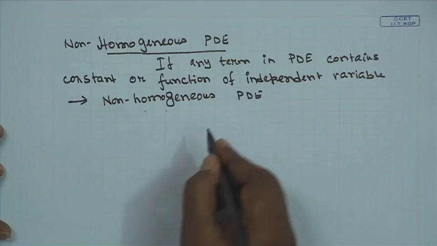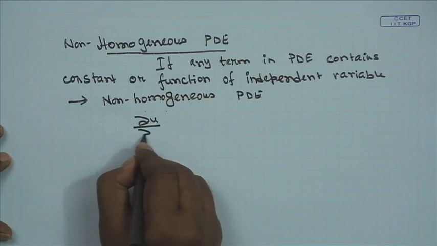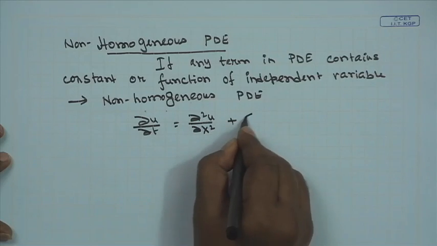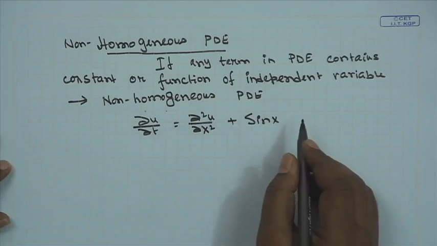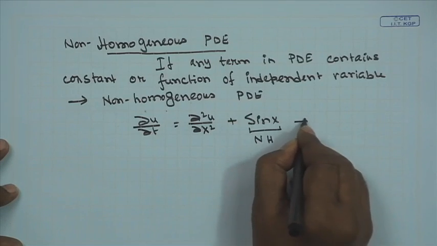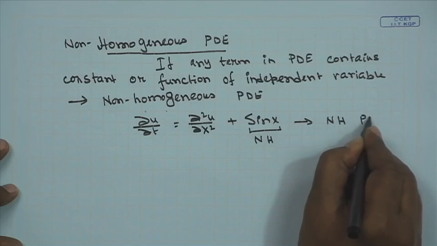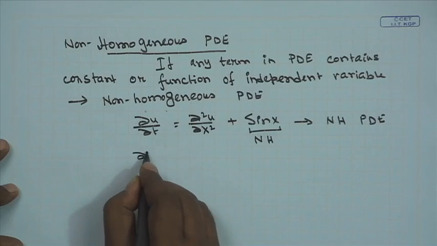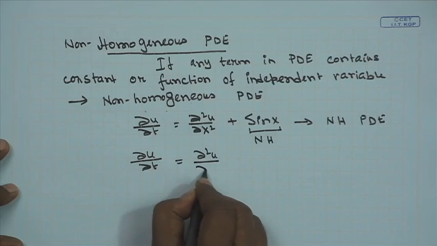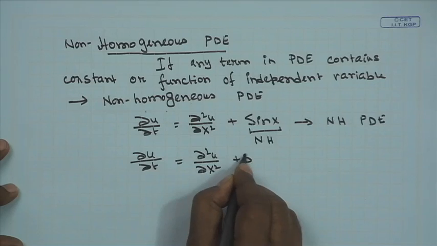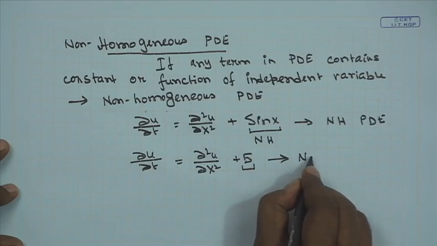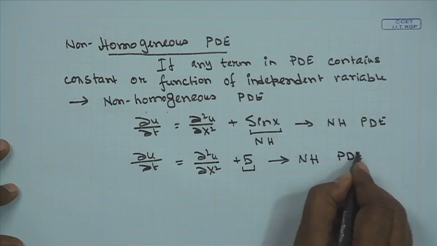partial differential equation. For example, del u del t is equal to del square u del x square plus sin x. So, in this example, this is the non-homogeneous term and this is a non-homogeneous partial differential equation. Del u del t is equal to del square u del x square plus 5. Now, this constant term is the source of non-homogeneity and this is a non-homogeneous partial differential equation.